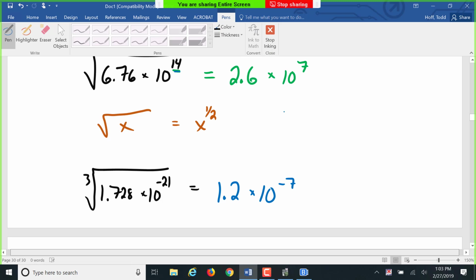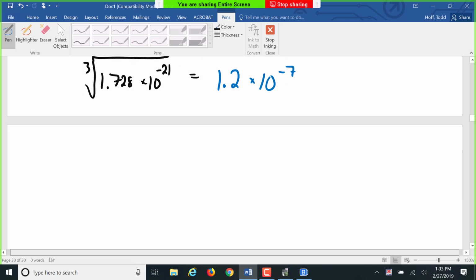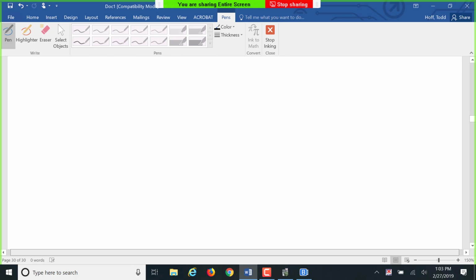Now there is a very close tie between scientific notation and our algebraic numbers, often referred to as polynomials.